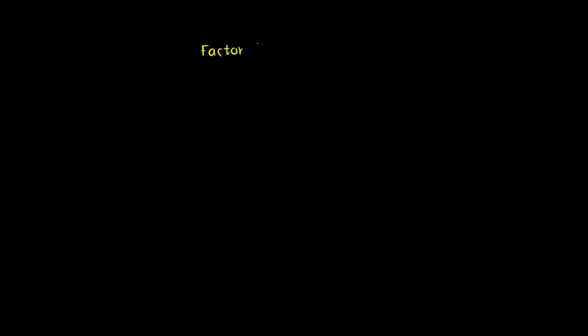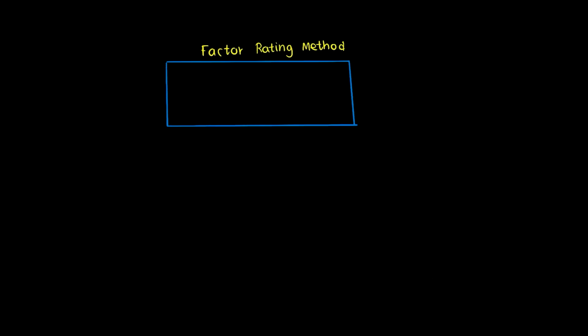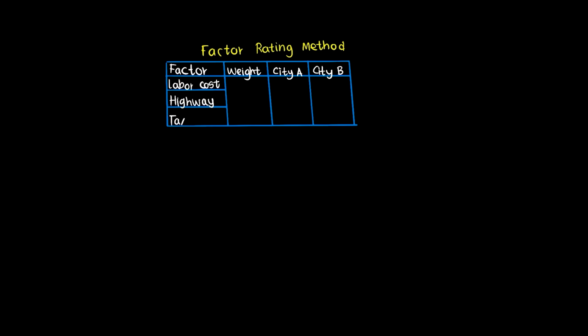Picking a location for a new facility is a big decision, and the factor rating method is one of the most common ways to do it. Here is the setup. A retail chain is choosing between 3 cities. They care about labor costs, highway proximity, tax rates, and land prices. The factor rating method lets them assign a weight to each factor based on importance. Maybe highway proximity gets a weight of 30%. Labor costs get 25% and so on. Then each city gets scored on every factor. Multiply score times weight. Add them up, and the city with the highest total wins.